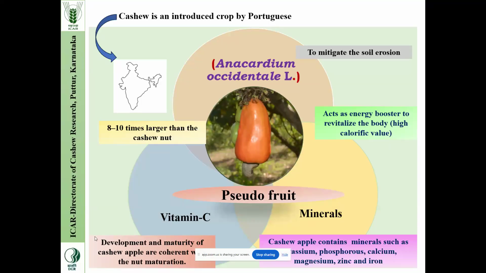When we see the growth phases of this nut as well as the cashew apple, the development and maturity of the cashew nut will take place first, and after that, the cashew apple will start developing. When we compare the size of these two, the cashew apple is 8 to 10 times larger than the cashew nut. So it is a false fruit. It is also known as pseudo fruit.